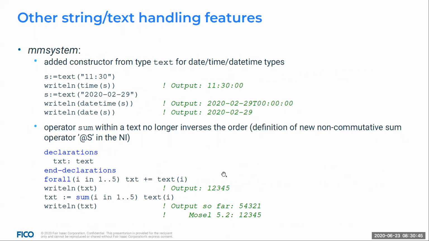There are some other additions to string handling. So we can now create time, datetime and date from strings, from text, sorry. Previously this was only possible from string. And the sum operator, which is certainly quite rarely used, was previously inverting the order of the individual elements, and now maintains the order of concatenation. Plus equal, which is probably more frequently used in this context, always behaved as expected.